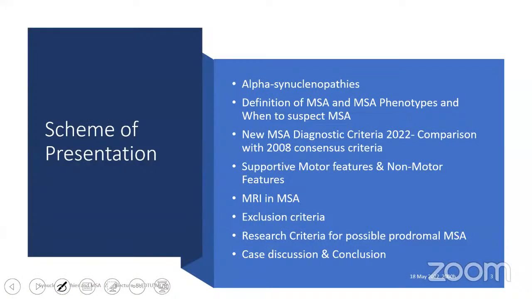So we'll first briefly discuss alpha synucleinopathies, though the talk will be mostly on MSA phenotypes and when to suspect MSA. Before we reach MSA, we read and learn a lot about autonomic nervous system evaluation at the bedside. Now we'll discuss the new MSA diagnostic criteria of 2022, which appeared in April in the Movement Disorders journal, and we compare them with the 2008 consensus criteria. Also, supportive motor features and non-motor features will be discussed in detail.